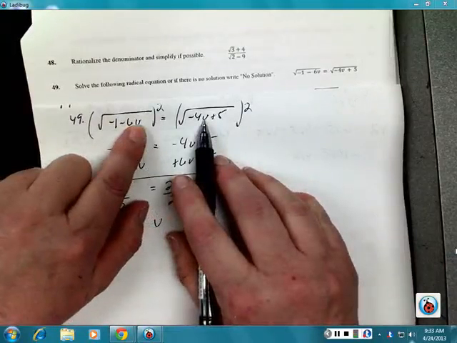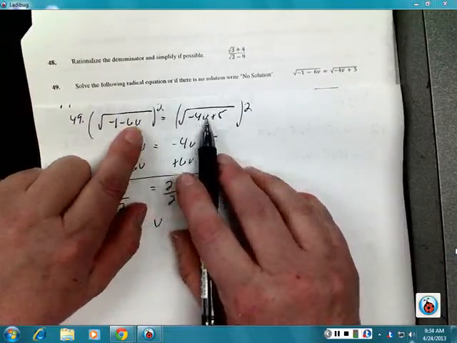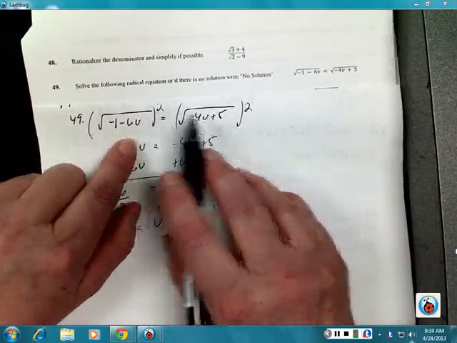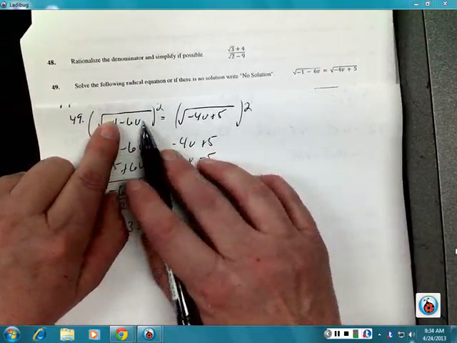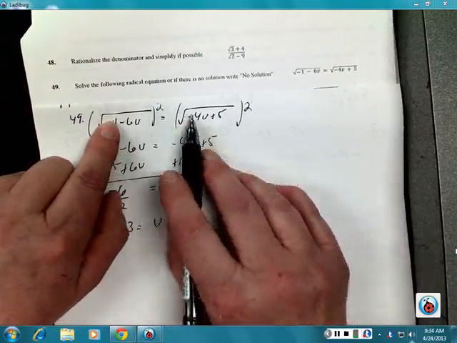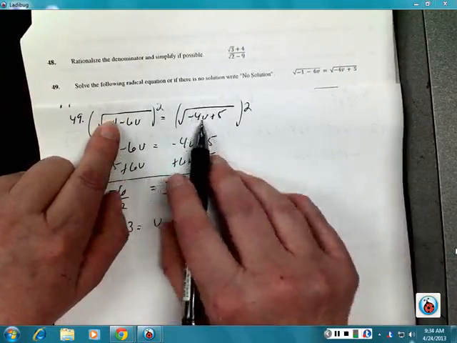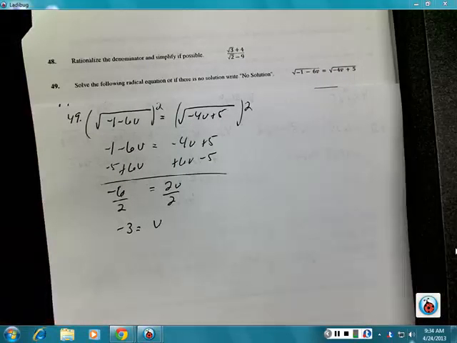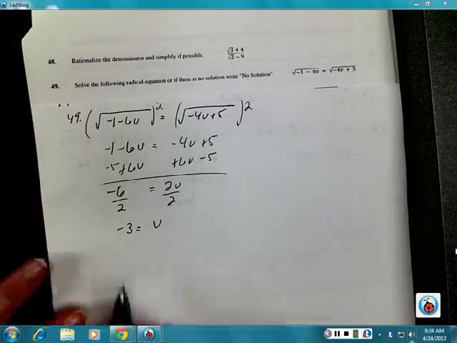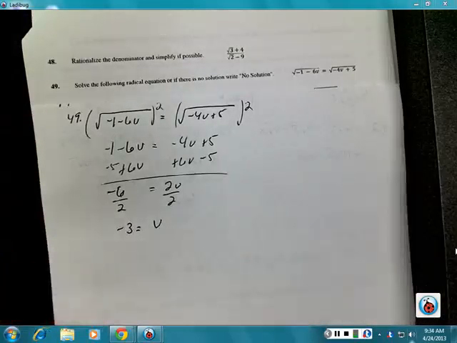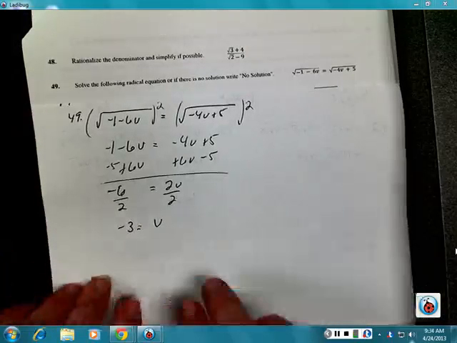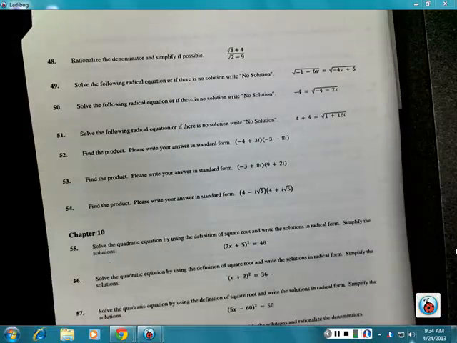Now I need to make sure that when I plug a negative 3 back in here, even though I solved it, that it doesn't cause that to become 0. And it will not, because a negative 6 times a negative 3 is positive. Negative 4 times a negative 3 is also going to give you a positive value. So it doesn't, it's the answer. So the answer is simply negative 3 is what v happens to be equal to for that one.